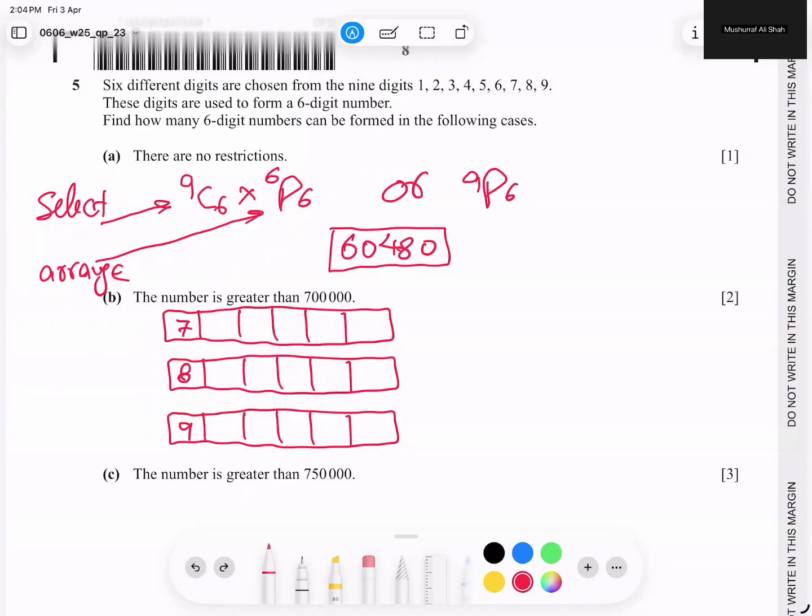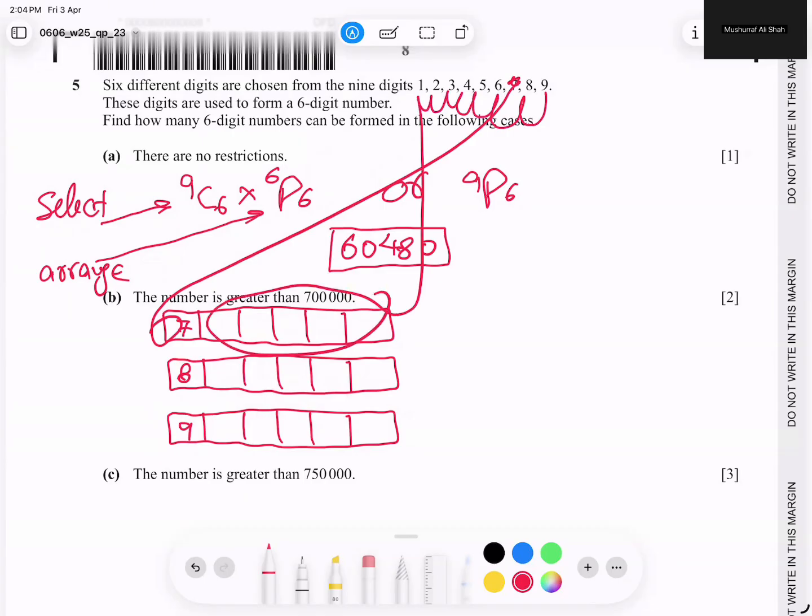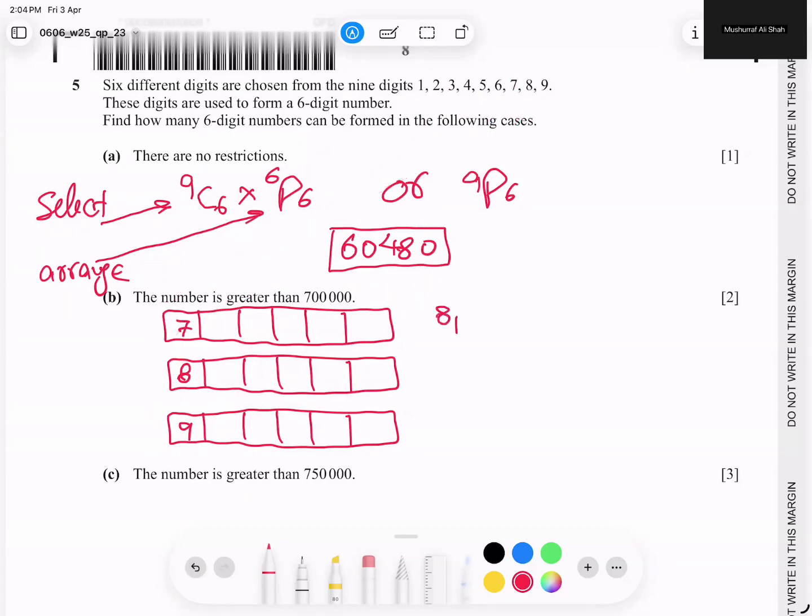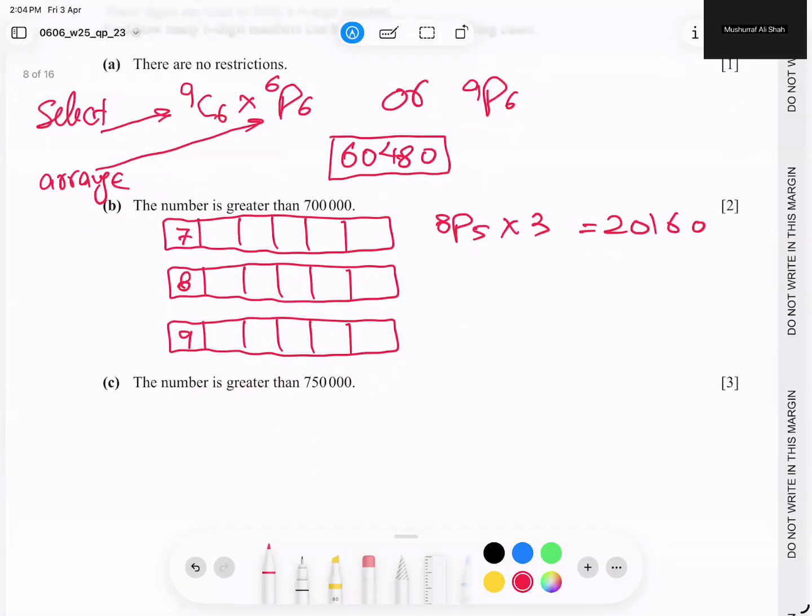So now this is 7. If 7 is consumed, how many digits are left behind? 1, 2, 3, 4, 5, 6, 7, 8, and 5 places. So I can say 8P5. And same story here. If 8 is consumed here, 8 digits are left behind and 5 places, 8P5. So 8P5, 8P5, 8P5, or into 3. Same story. So we get 8P5 times 3, and our answer is 20160.